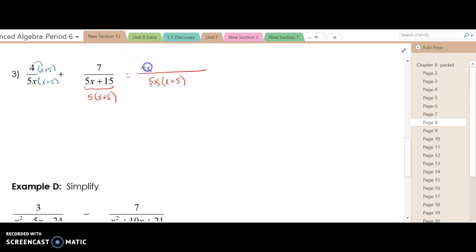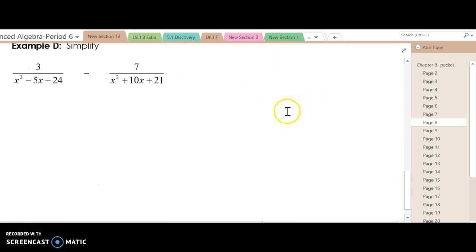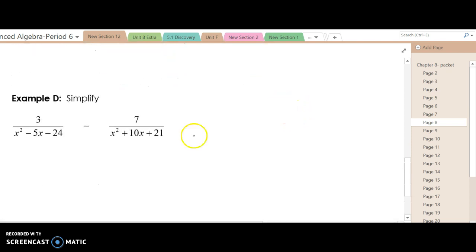4 times x is 4x. 4 times 5 is 20. Here, I have the 5, I have the x plus 5, but what am I missing? I'm missing the x. So right away, that's going to be plus 7x. Now I simplify the numerator. 4x plus 7x is 11x plus 20 all over 5x times x plus 5. Okay, so again, you're looking at everything for that common denominator. All right, now the last example.